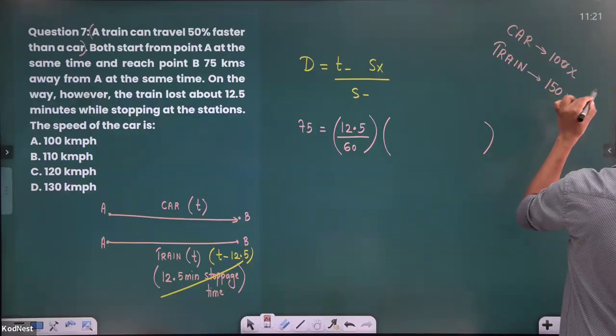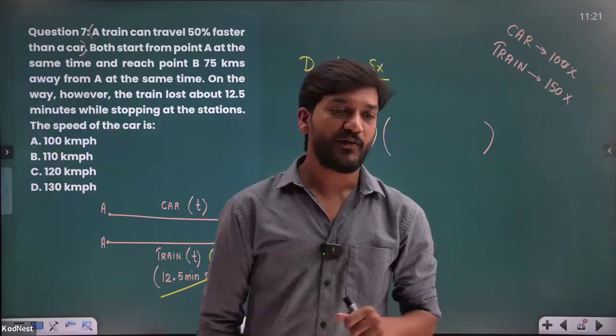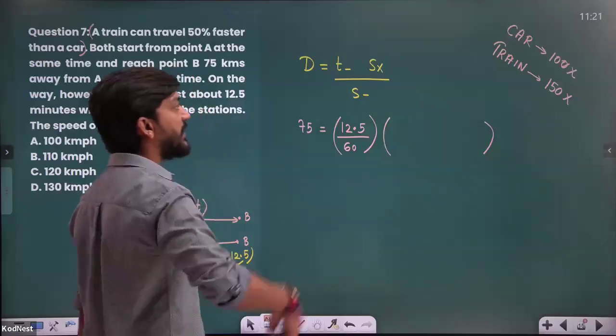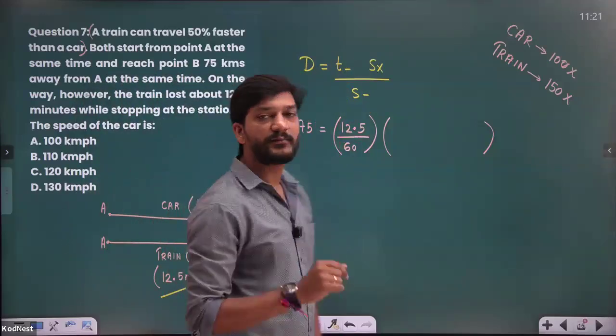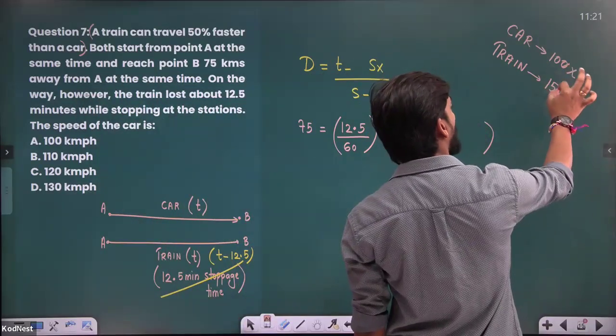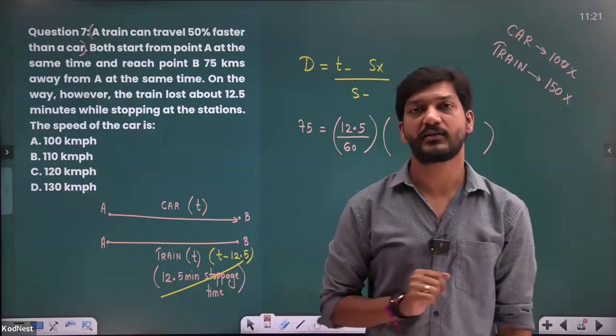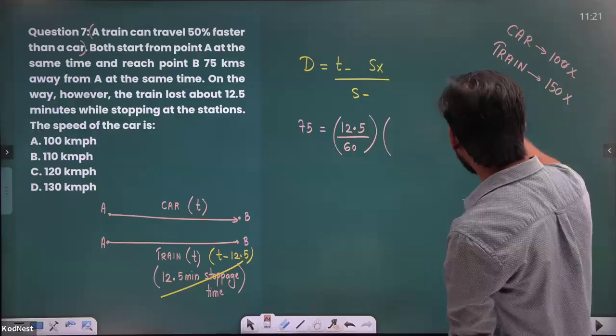Are you able to understand this? Carefully answer. 100x, 150x, because the percentage is given. That's why I'm not taking x. I can take x also. If I take x, I will write 1.5x. If I take 100x, I will write 150x. So please put these values now.